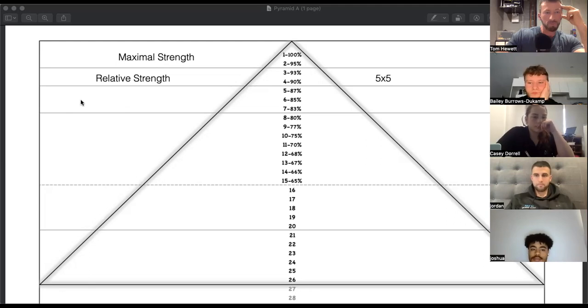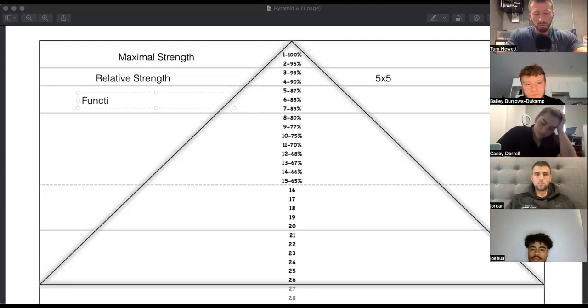No, all good. So our next bracket down, and so relative strength, your 5x5, so anywhere from sort of 4 to 6 reps in that zone, and it's a bit of a spectrum. They sort of bleed into each other a little bit, but anywhere 3, 4, 5, and 6, we're into the relative strength zone. So the next bracket we call functional hypertrophy. Have you heard of this terminology? Yeah.